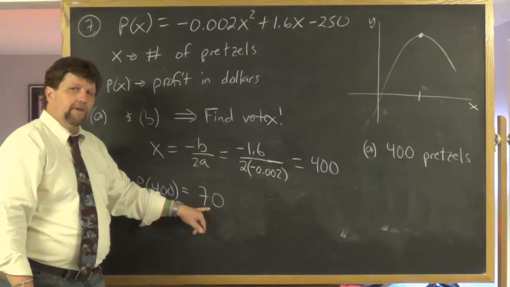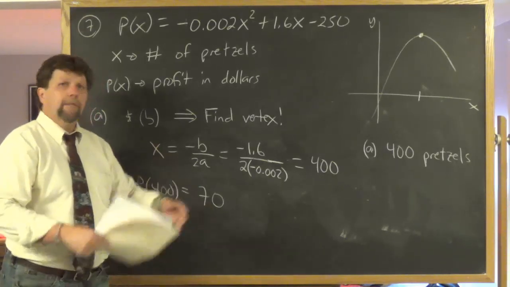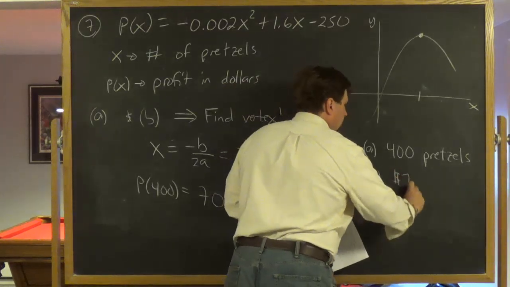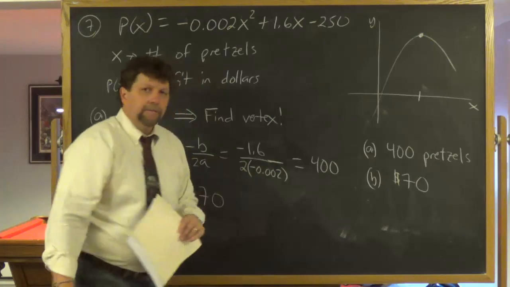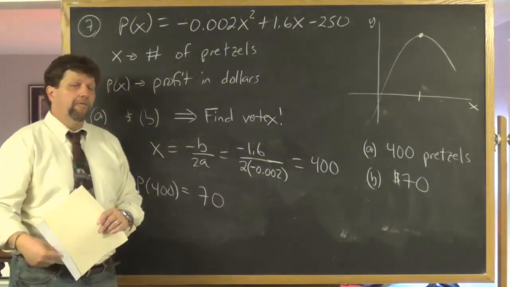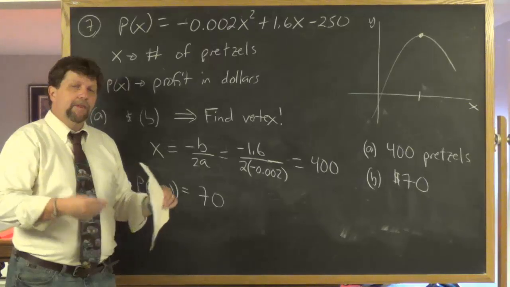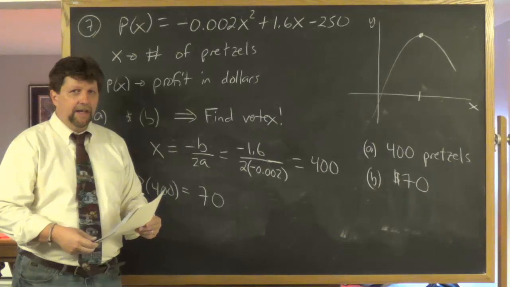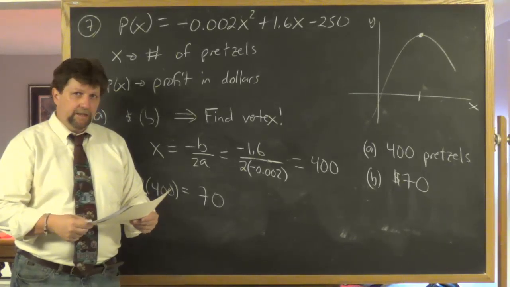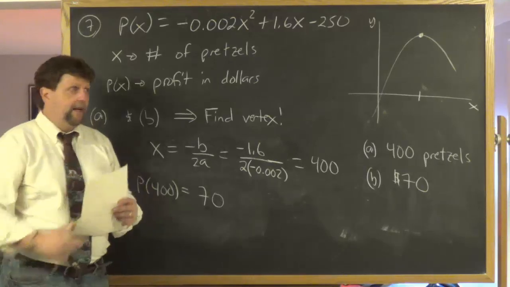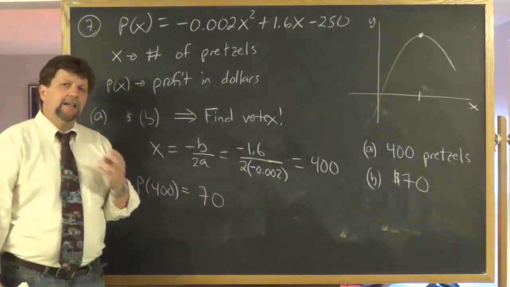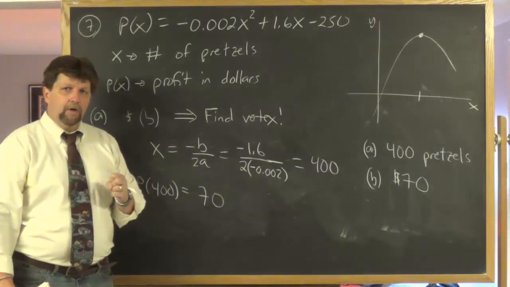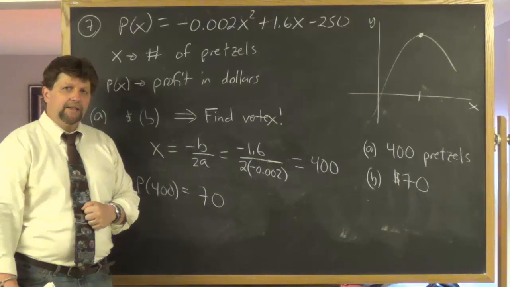The y-coordinate of the vertex, that's the answer to part B. What is the maximum profit? Well, the maximum profit is $70. And I hope for this vendor's sake they're selling something else besides pretzels, because a maximum profit of $70 a day maybe isn't the best business to be in. But in any event, number 7, classic example of an application where the vertex answers a couple of questions. So I hope number 7 makes sense.